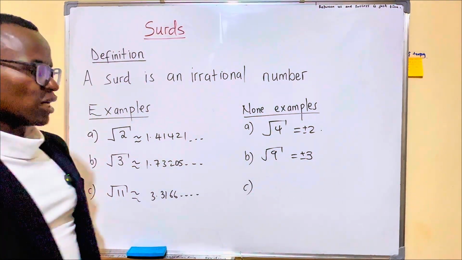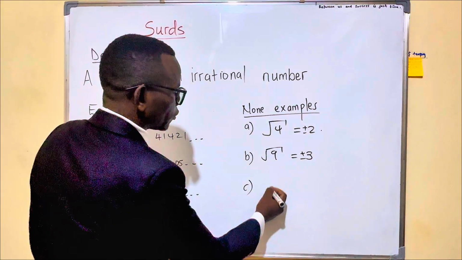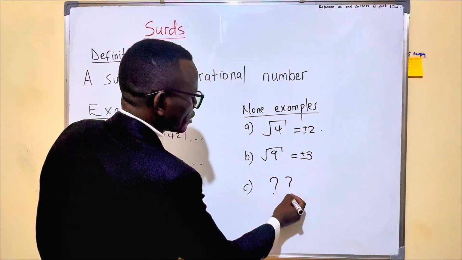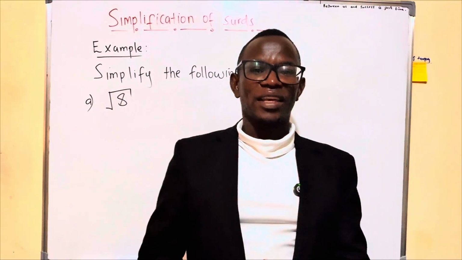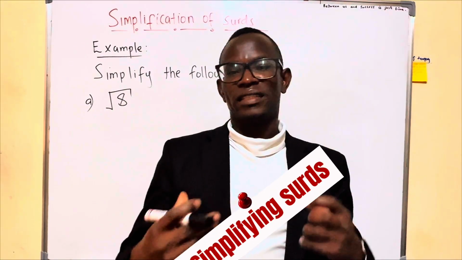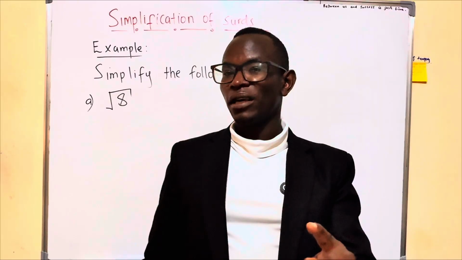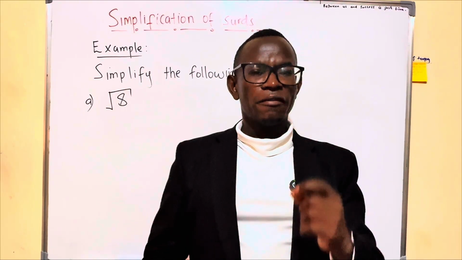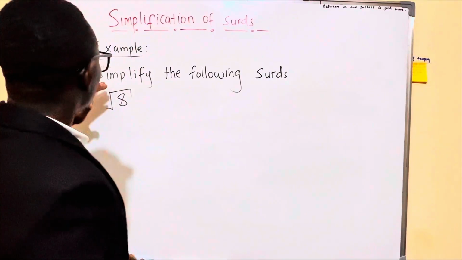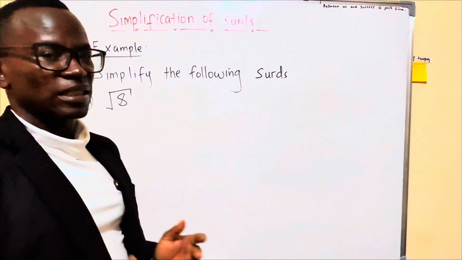A surd. Now in the comment section, you are going to tell me one number which is not a surd. Now, after knowing what a surd is, we are going to begin by simplifying surds. For example, simplify the following surds.